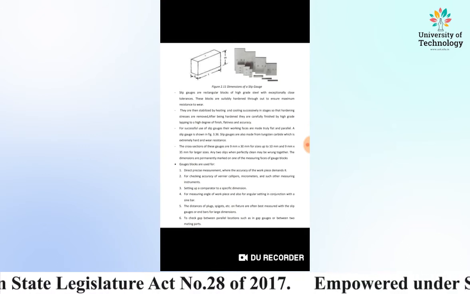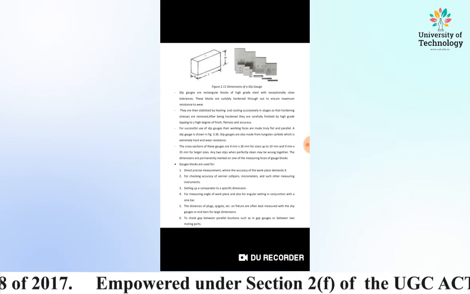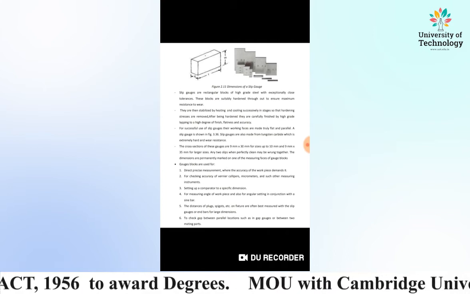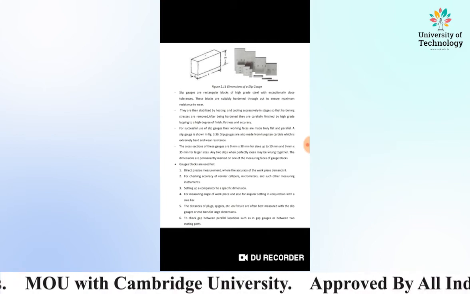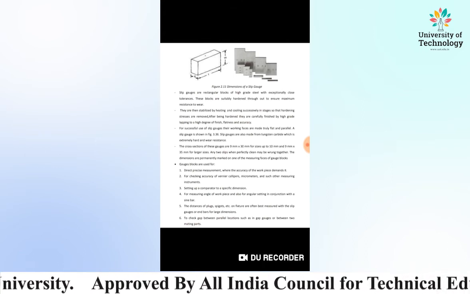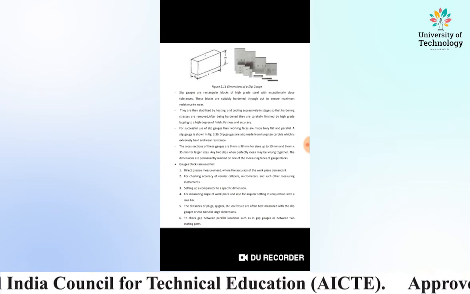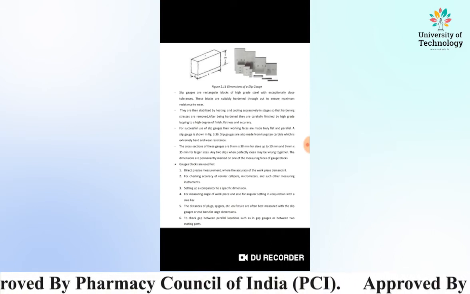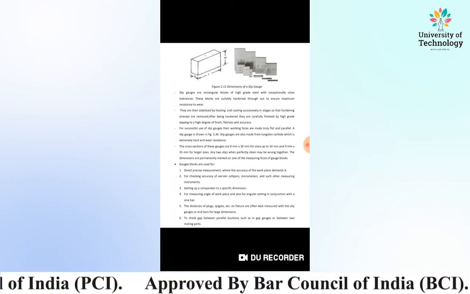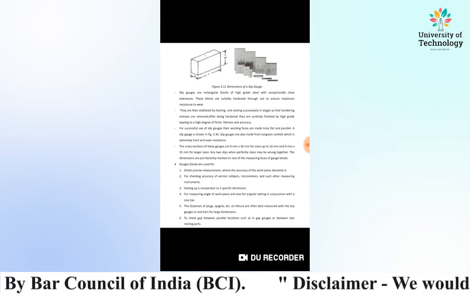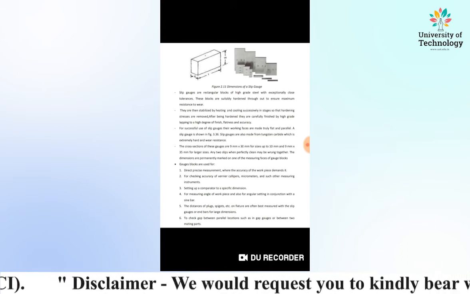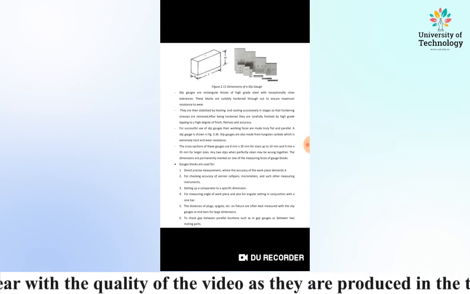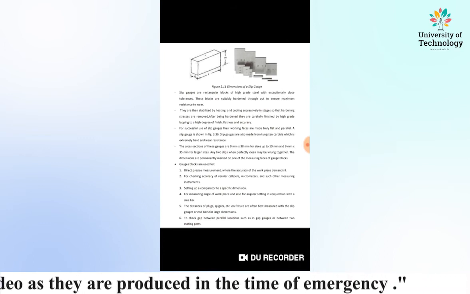And these blocks are used for direct precise measurement where the accuracy of the workpiece demands, for checking the accuracy of vernier calipers, micrometers, and such other measuring instruments. Setting up a comparator to a specific dimension, for measuring angle of workpiece and also for the angular setting in conjunction with a sine bar.